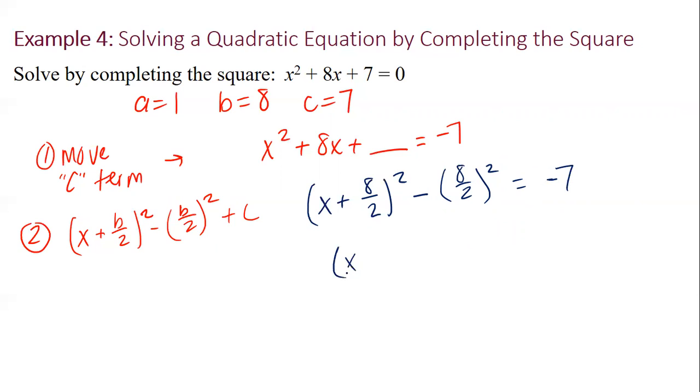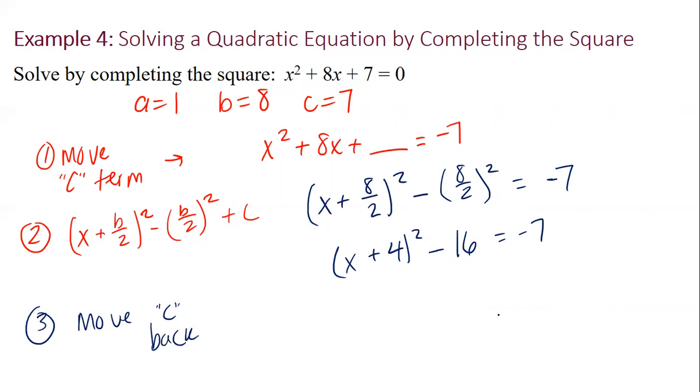All right, so that gives me x plus, what's 8 divided by 2? 4 squared minus 4 squared, which is 16, equals negative 7. Remember I moved my 7? And then when I move it back, then I'll have it completed. So step 3 is move c back. So that gives me x plus.